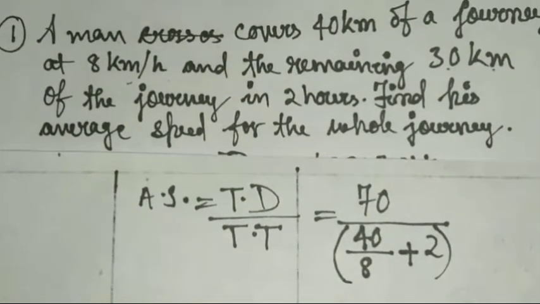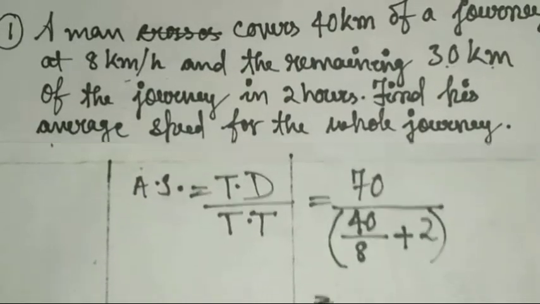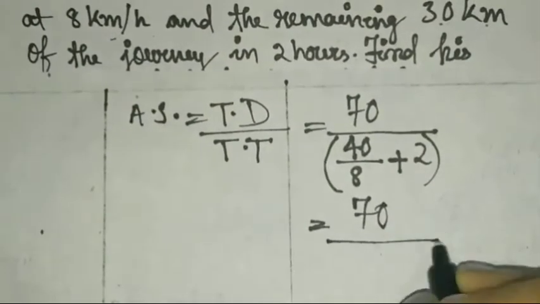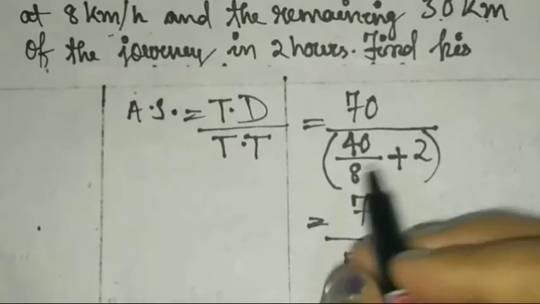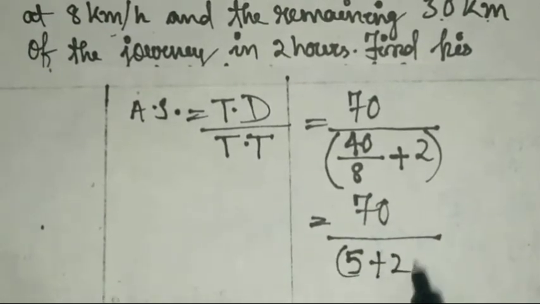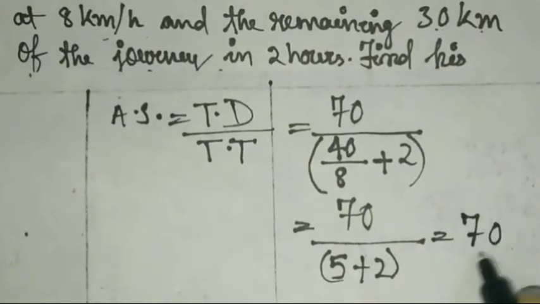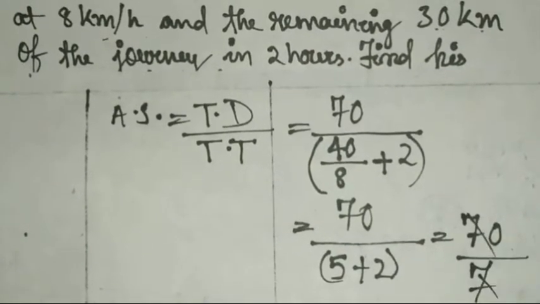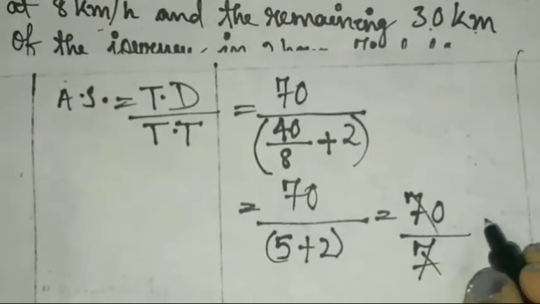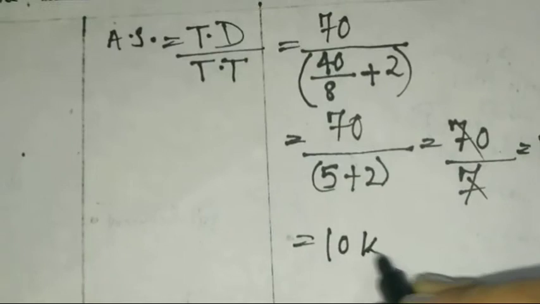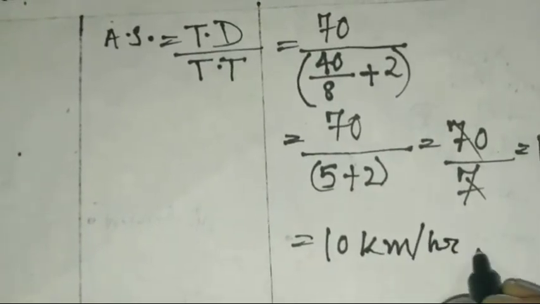Now this will be 70 by, this is 40 by 8, that is 5, plus 2, equals 70 by 7. That is how much? 70 by 7 is 10 km per hour. So this is the average speed.